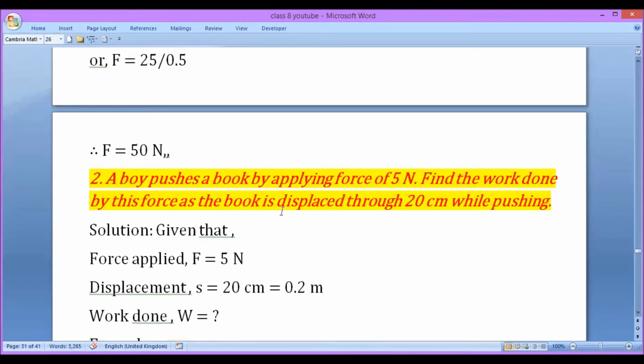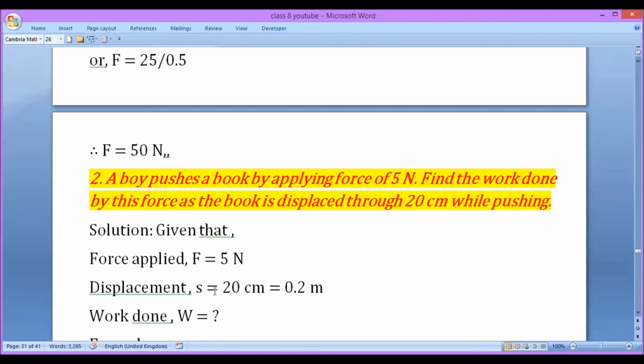In question number 2, we use the same formula W is equal to F multiply S, but here the values are different. First, the force applied is given here. Solution: given that force applied is 5 newton. Firstly, you have to understand the question properly. A boy pushes a book by applying a force. Force is given here. Find the work done. The book is displaced through 25 cm while pushing, and that is the displacement.